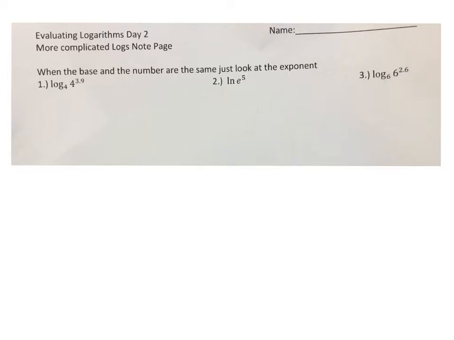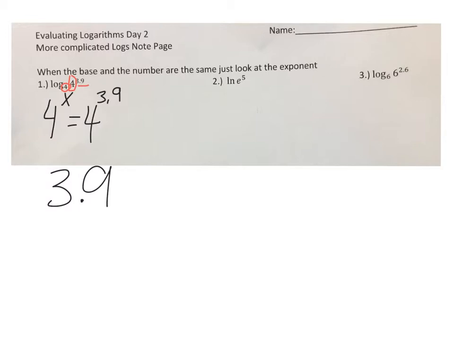So when the base and the number are the same, just look at the exponent. So if I take a look at this, I'm going to say 4 to the what is going to be 4 to the 3.9. Okay, so think if I have the same base, I have 4 to the something equals 4 to the 3.9. So those exponents have to be the same. And that's kind of what the little trick is, that if I have the same base as I do number, we can just look at that exponent, which in this case is 3.9.